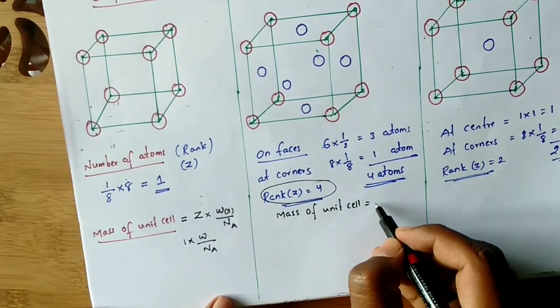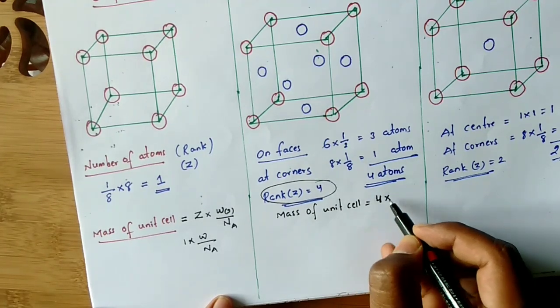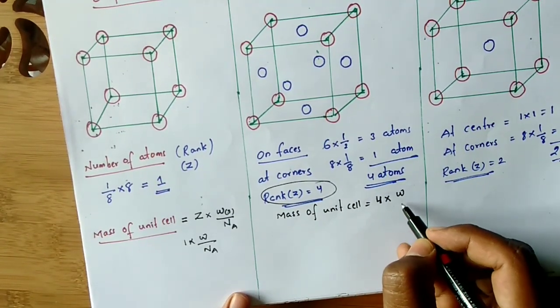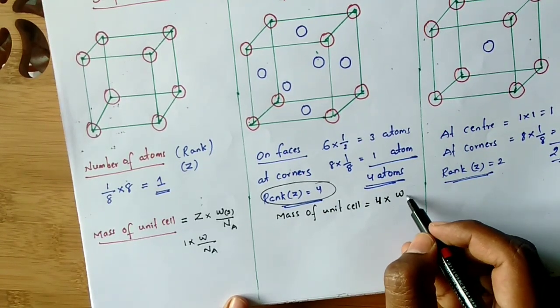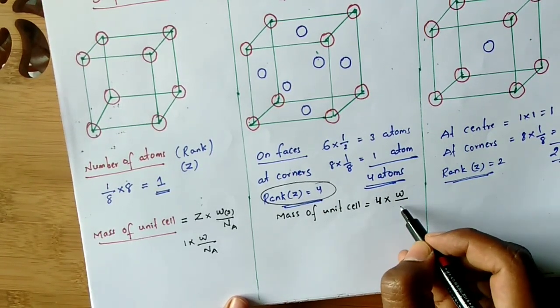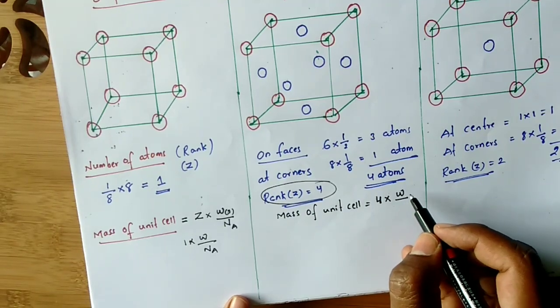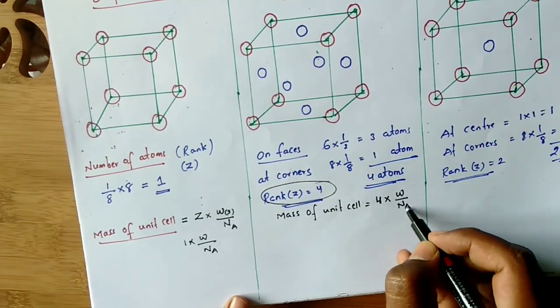equal to, and its rank 4 atoms are there, no, 4 into its atomic weight, whatever the atom. Okay, its atomic weight, if it is magnesium you have to take 24 here, like that. Okay, by Avogadro number. This mass always you have to take in grams, Avogadro number.